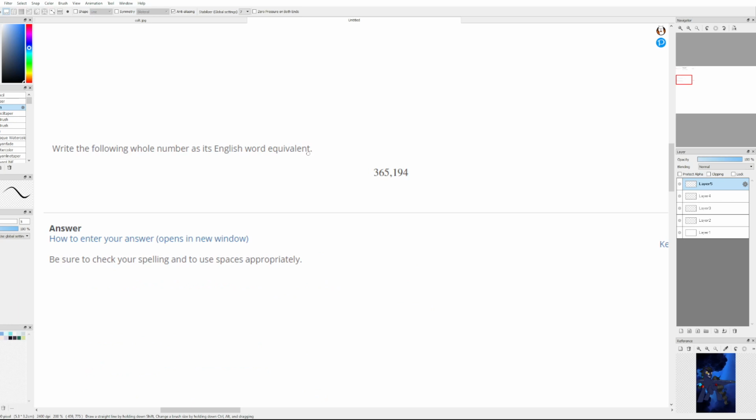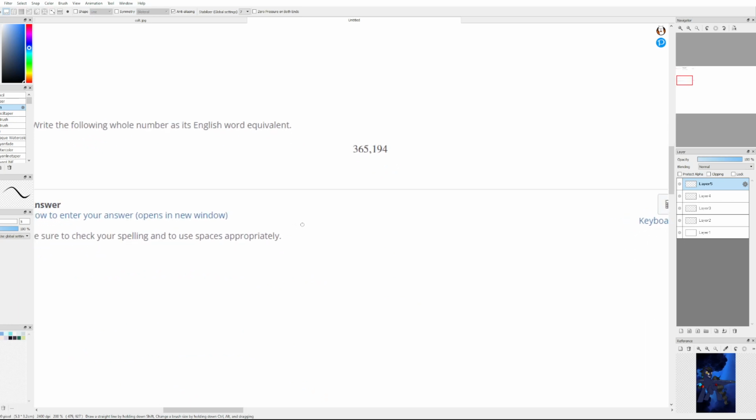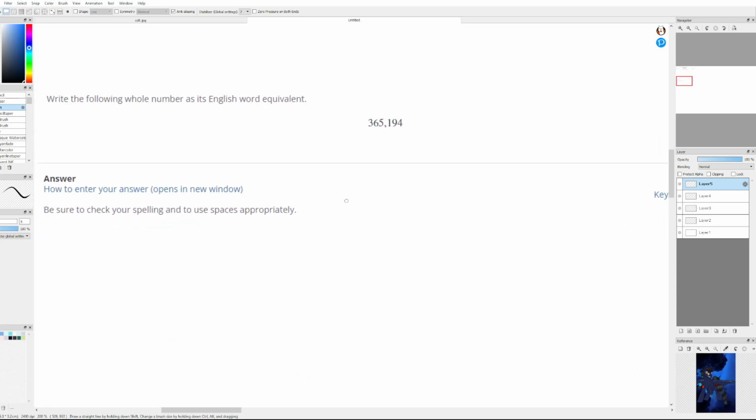The next problem is a little bit more tricky. Write the whole number as its English word equivalent. Usually the best thing to do is to read the problem in the beginning. So having done that, we have our 300. There doesn't need to be a dash. 100.